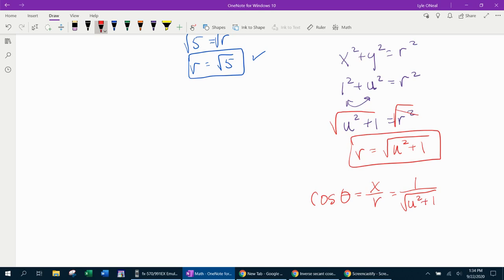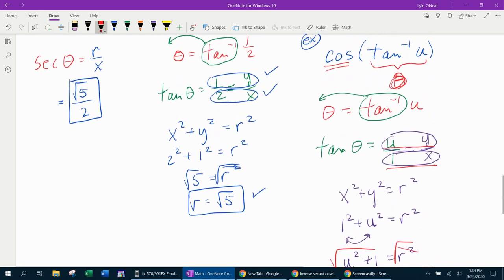Now, if you want to stop there, that's okay, even though there's a square root in the denominator. If you want to rationalize that, that's fine too. Rationalized, that should be the square root of u squared plus 1 over u squared plus 1, okay? But this right here would be acceptable, and so is this. And that's going to do it for section 7.2.